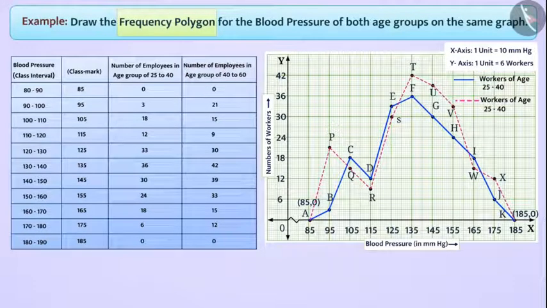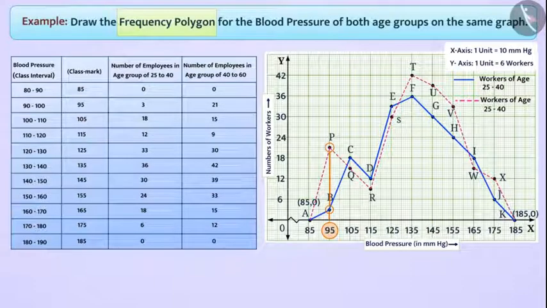Can you get any information from this graph? Think. Let me tell you, we can get various information from this graph. For example, if we look at the vertical line of blood pressure 95, then it is known that those employees whose blood pressure is 95 mmHg are fewer in age group 25 to 40 as compared to those in age group 40 to 60.